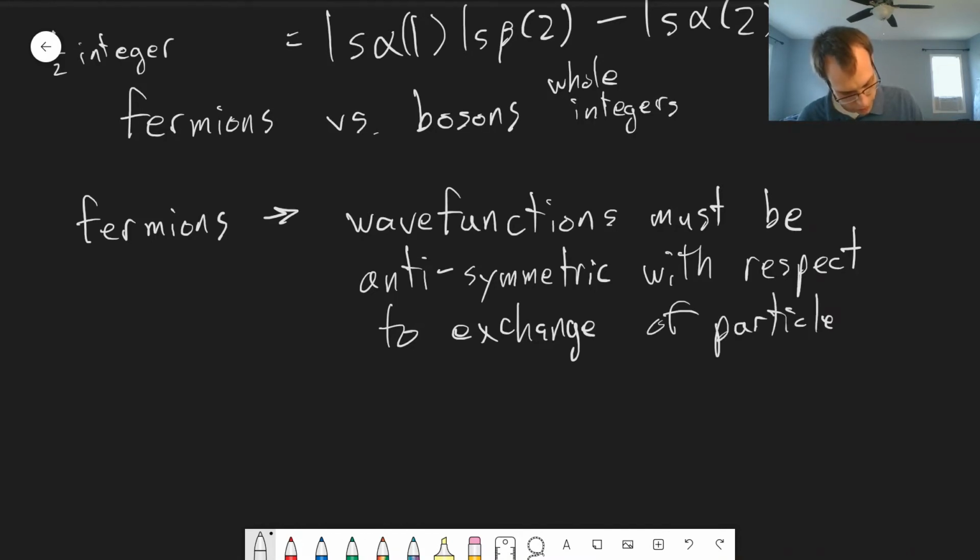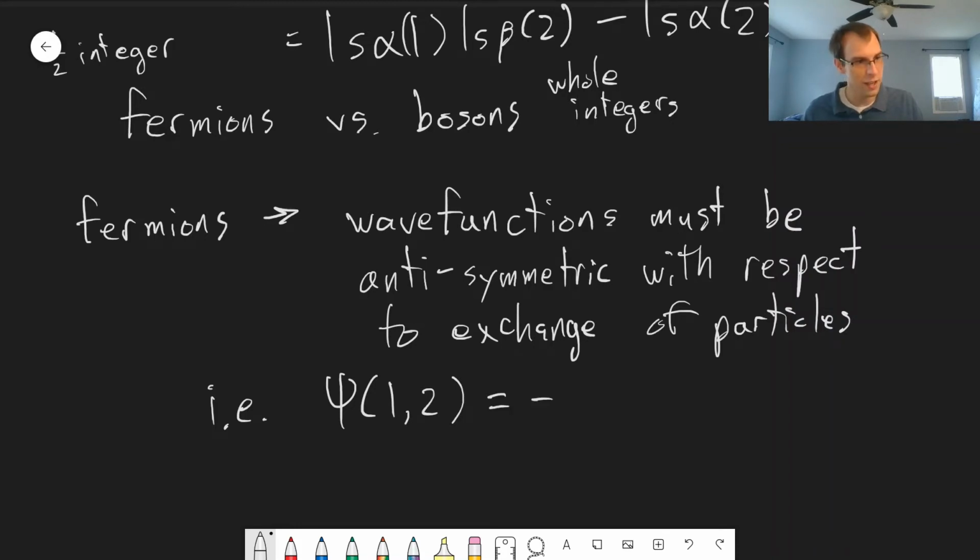So if we have two fermions and we swap which one is 1 and 2, the wave function sign should change. It should go from positive to negative. Not should, has to. It has to go from positive to negative. So to write this out mathematically, if we have a wave function that, say, depends on two particles, if we swap the identity of particle 1 and particle 2, the wave function should change sign, has to change sign.